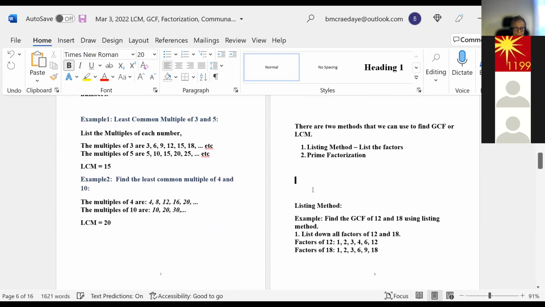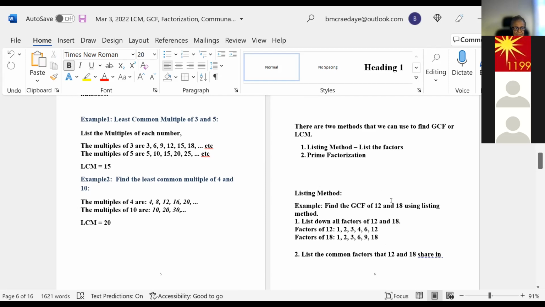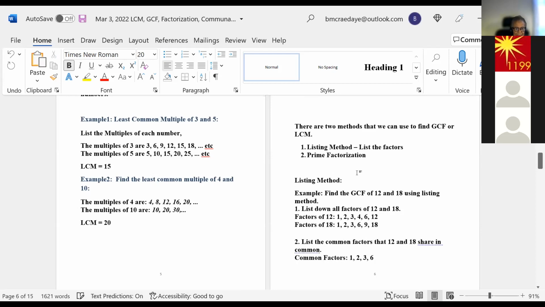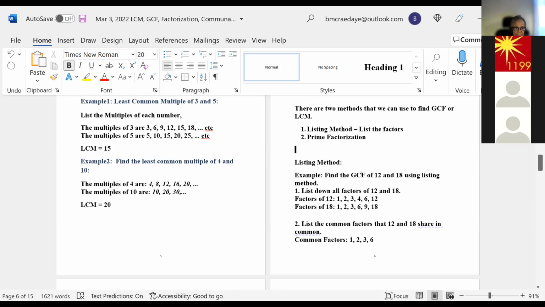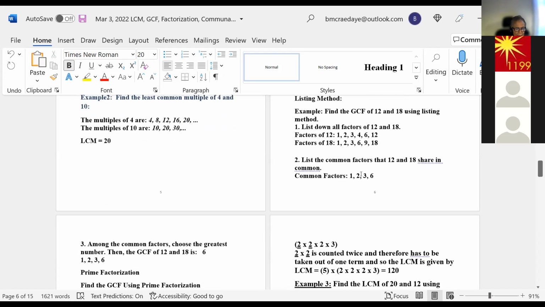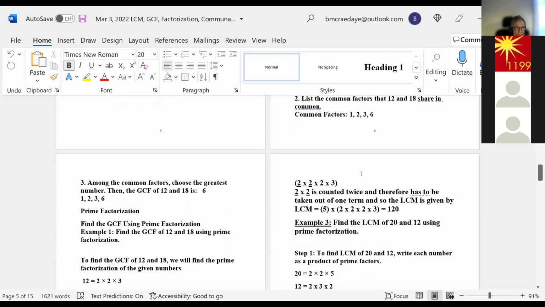Now, when we list out everything, we call that the listing method. When we list the factors out, that's called the listing method of finding the greatest common factor. And now let's look at prime factorization. That's another way of finding the greatest common factor or the least common multiple.